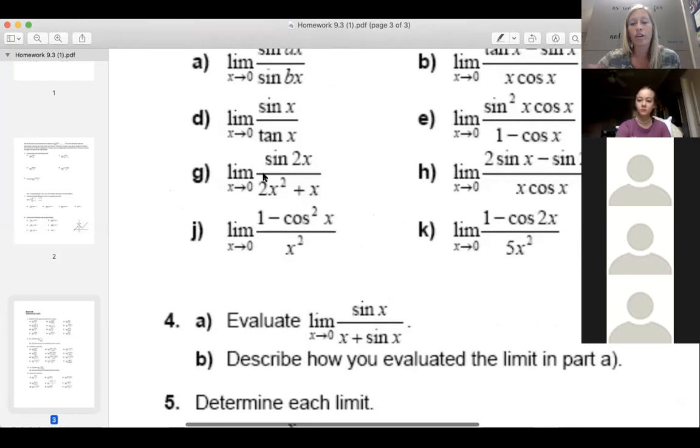Honestly, 3J is not that bad. You would factor and then split.